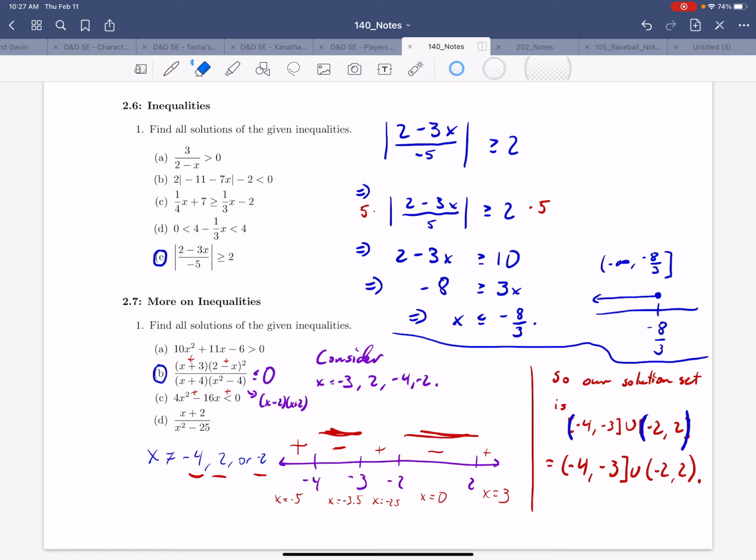And if you wanted to draw this on a number line, which I didn't ask here, but if I did, then it would look something like this. That and that. The way that the book draws it looks a little bit more like this. Either way is totally fine.